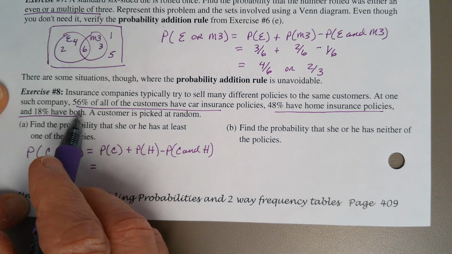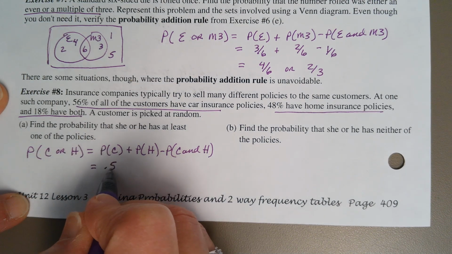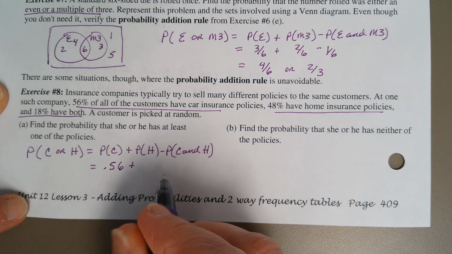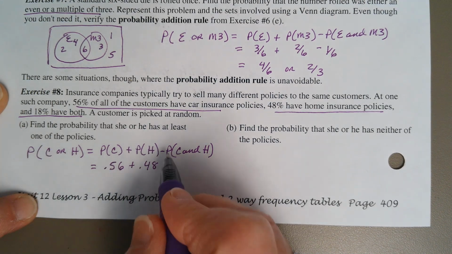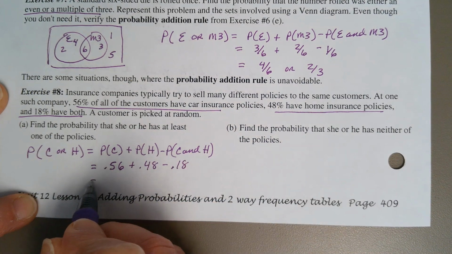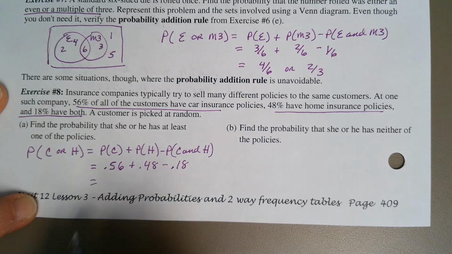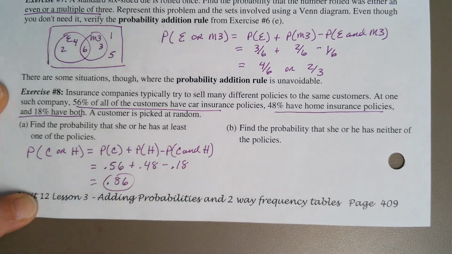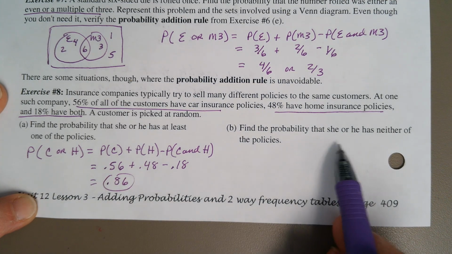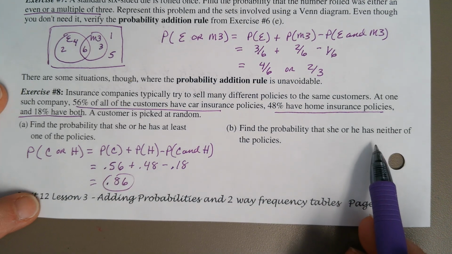Car insurance, 56%. Homeowner, 0.48 minus both, 0.18 equal to 0.86. Find the probability she or he has neither of the policies.